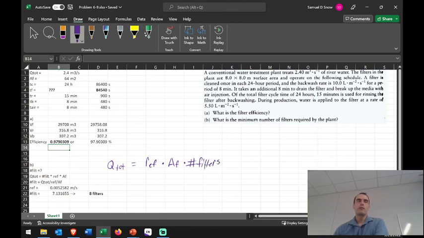Okay, so that's probably the best way to think about it: we have an effective loading rate. So we've already averaged for the downtime. So that effective loading rate times the area at which it's being loaded, right? Which is going to be the area of one filter times the number of filters we have. So again, this is a flux concept.